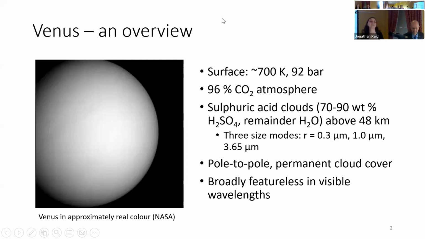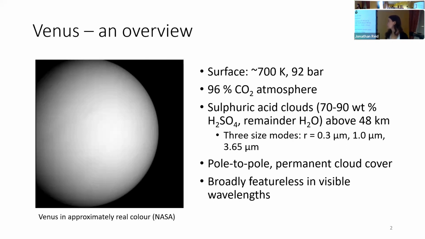There we go. Okay, so Venus is slightly smaller than Earth. It's a lot hotter at the surface though, and it's a lot more dense. It has a predominantly CO2 atmosphere as opposed to our mostly nitrogen one. But the thing that's interesting to me, and from an aerosol point of view, is that it is covered in clouds, pole to pole, day side, night side, all the time, clouds. These are made of sulfuric acid.